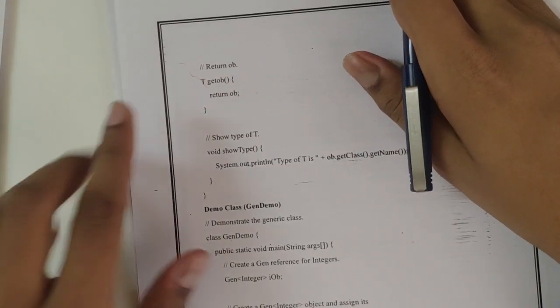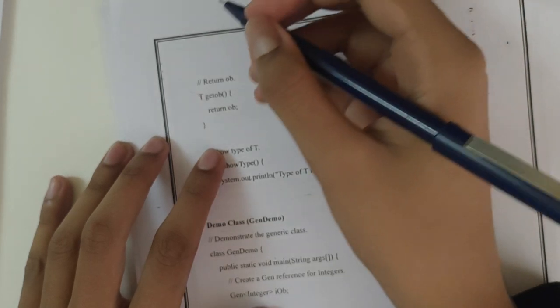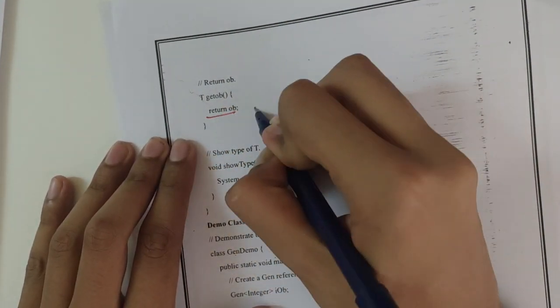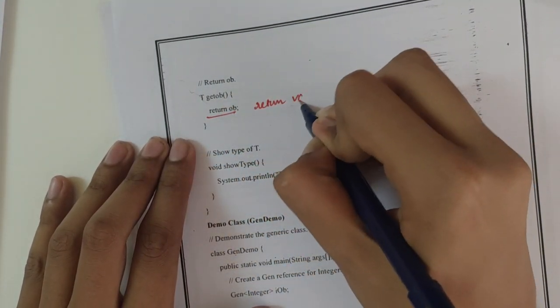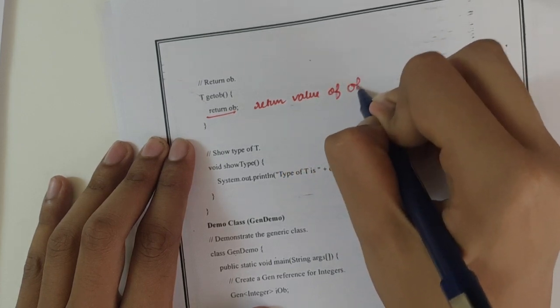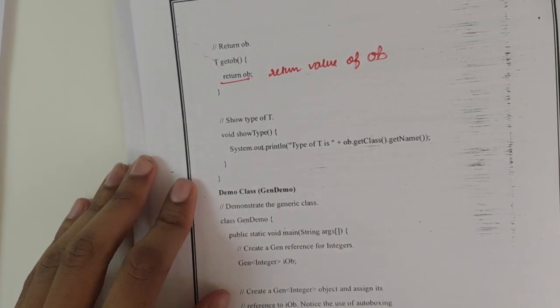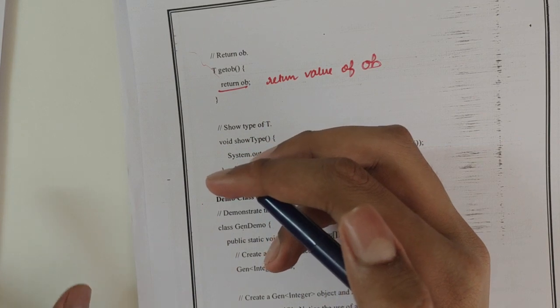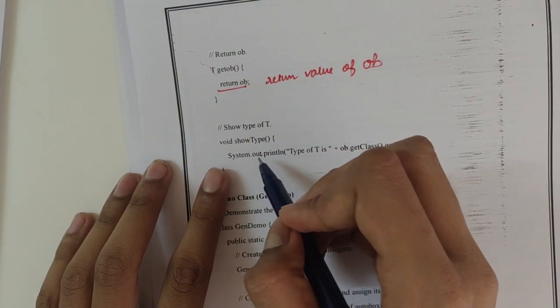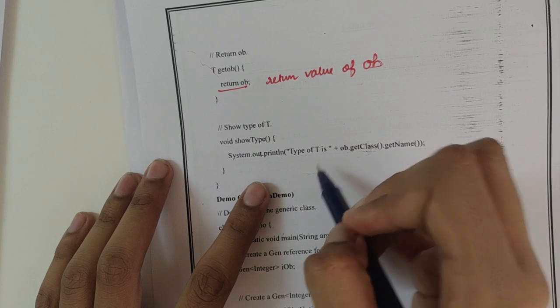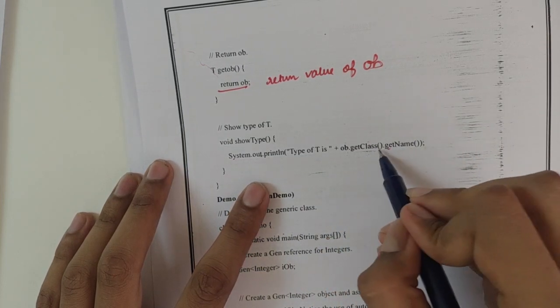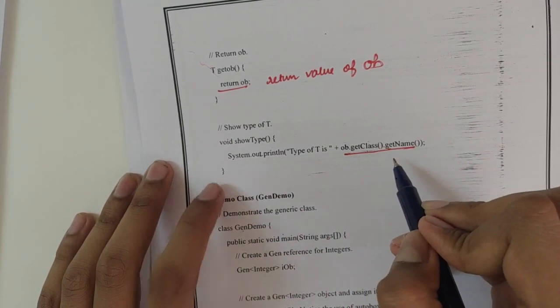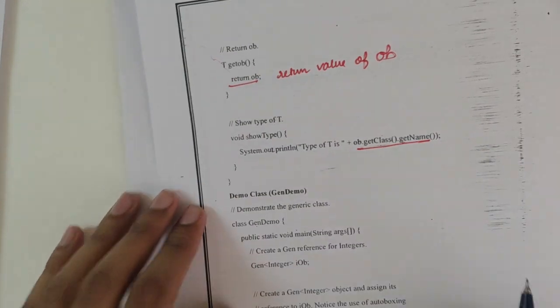Okay, next, moving forward. getOb will return the value of ob. Next is showType of T, that is the void showType method. What it does is it prints the runtime class name of the object using the getClass method. That means we print the runtime class name with this particular method.